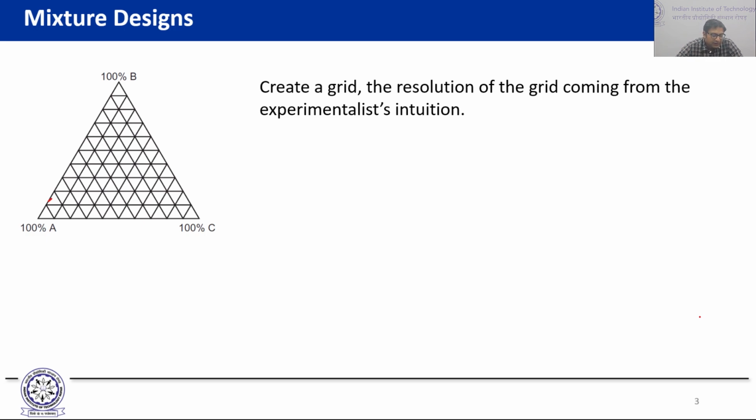So for instance, if I am trying to explore a ternary alloy system which has three different elements, let us say element A, element B and element C, how do we come up with this mixture design of experiment? So the first step is you will have to create a grid, and this grid is really going to come from the intuition of the experimentalist.